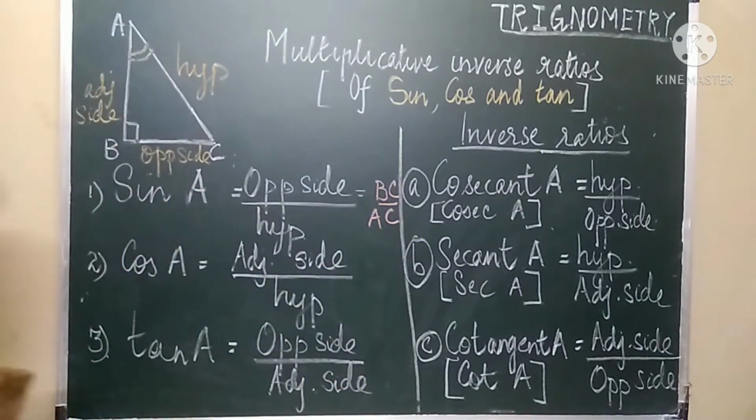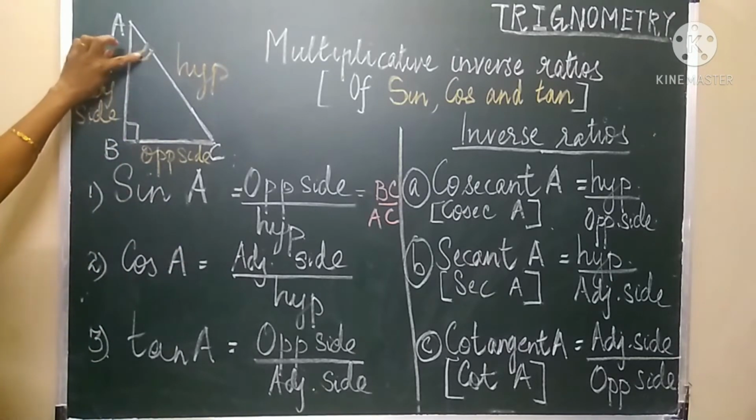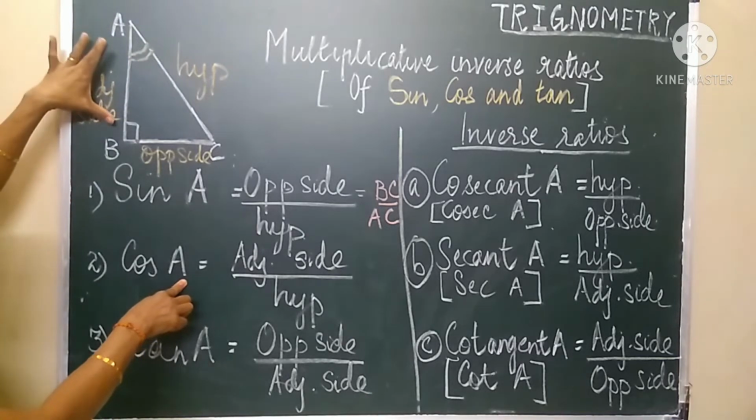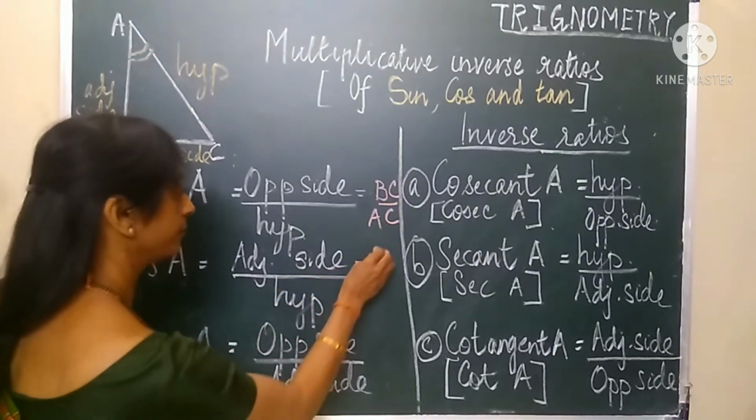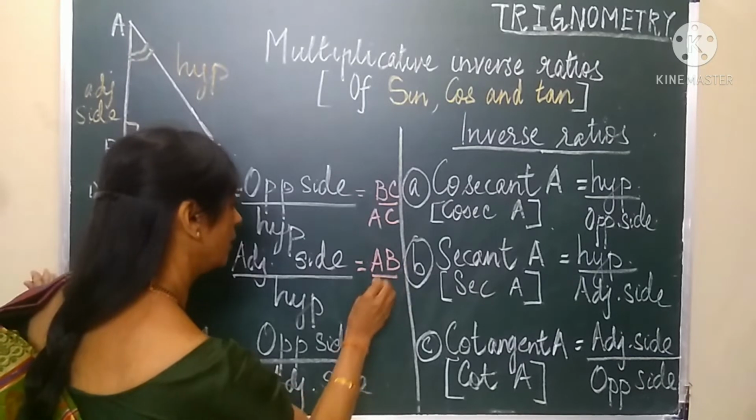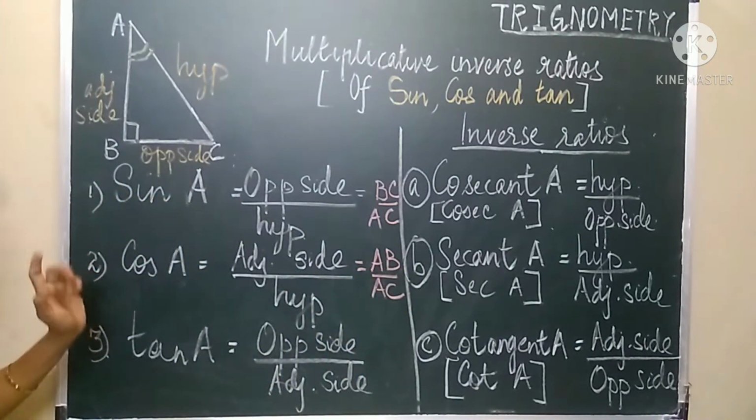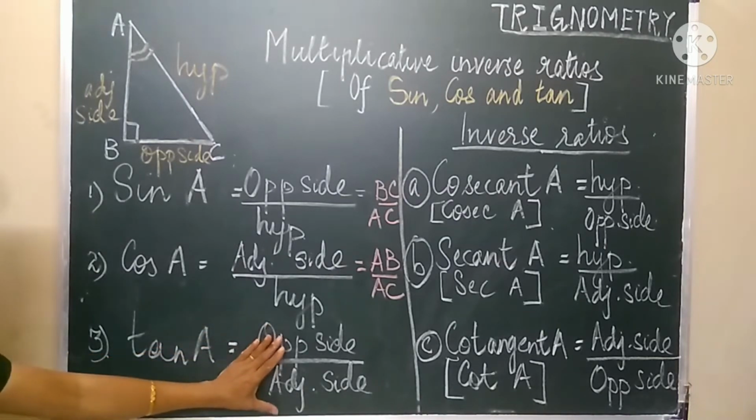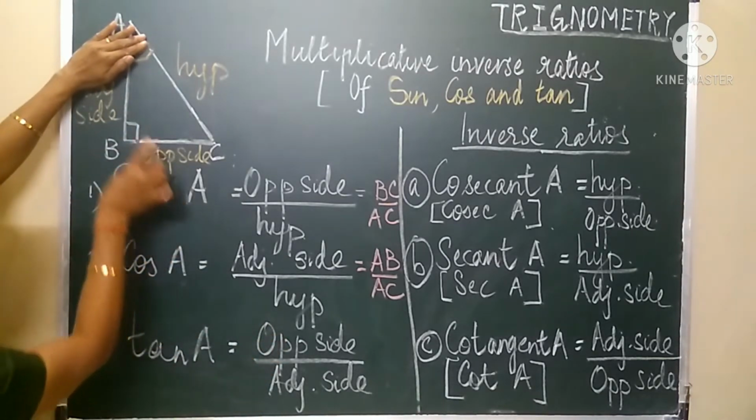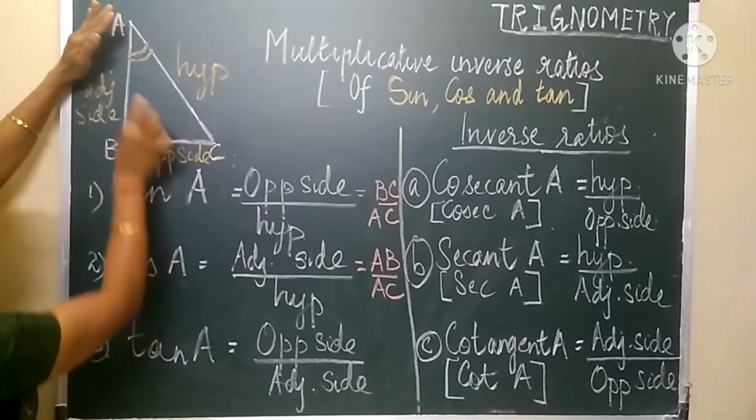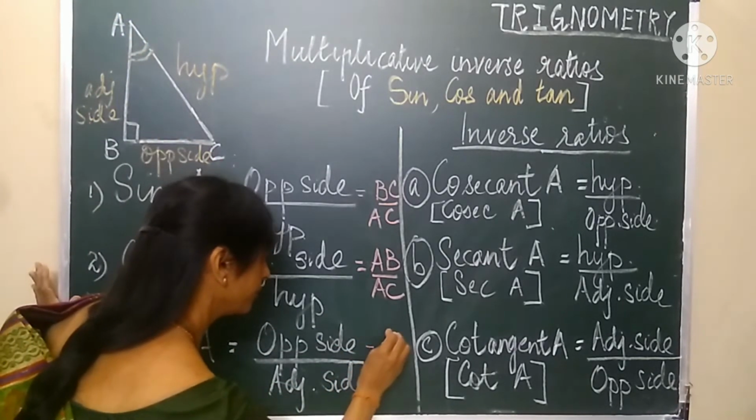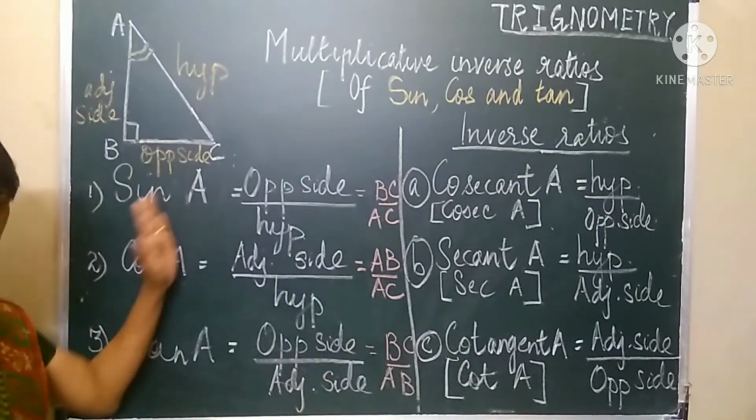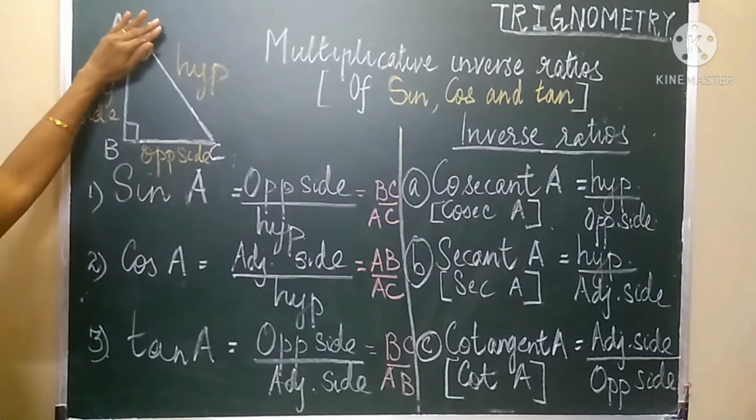Opposite side upon hypotenuse. What about cos of the same angle A? It is adjacent side upon hypotenuse, that is AB upon AC. The last trigonometrical basic function, tan of angle A, is given by the general formula opposite side upon adjacent side, that is BC upon AB. So we got the three trigonometrical functions for one particular acute angle.